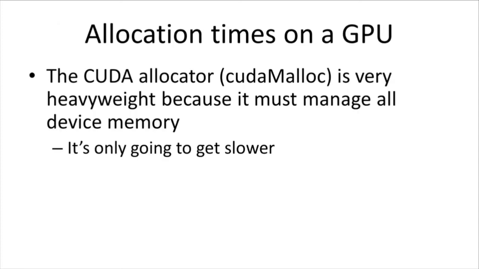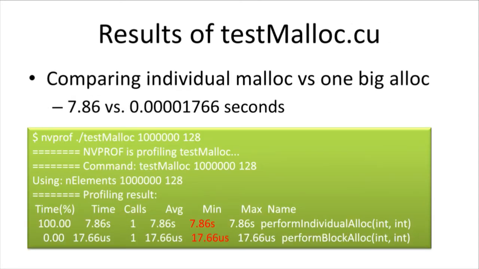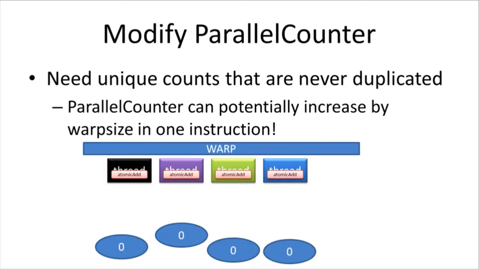So if we look at the allocation time on the GPU, cudaMalloc is heavyweight. And the point is, it's only going to get slower. It's got to manage more devices and more complexity. So the solution is you do a bulk alloc. Not really rocket science here. But if we take a look at the times, you can get your bulk alloc in basically 17 microseconds, as opposed to 7.86 seconds if you're doing individual mallocs of one C++ structure a million times. So you really want to do bulk allocation.